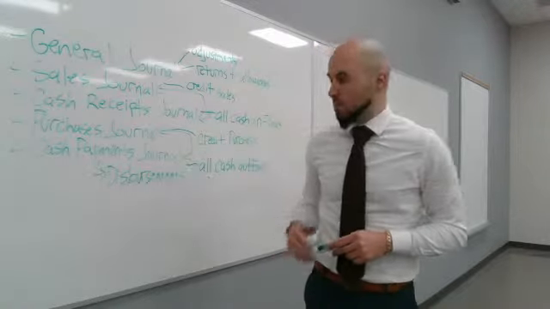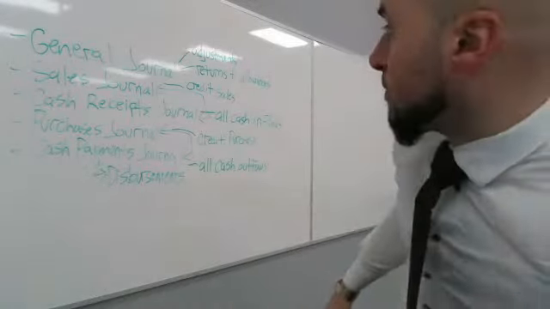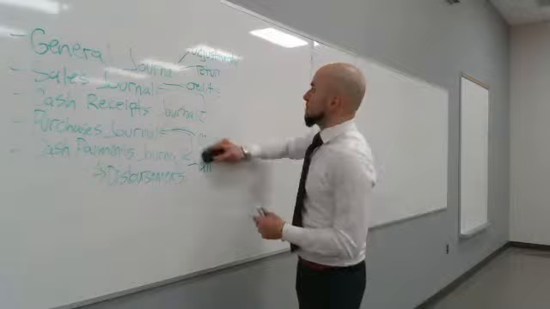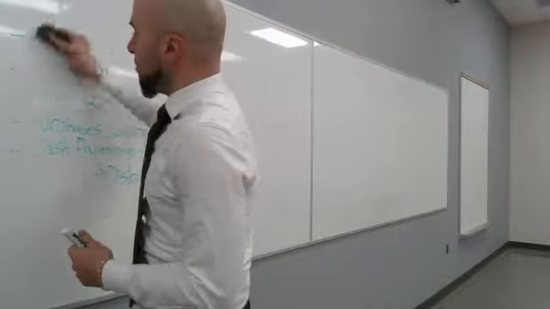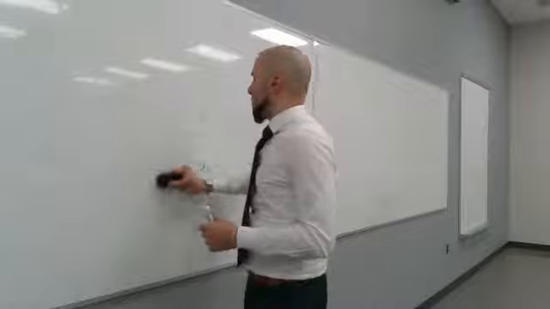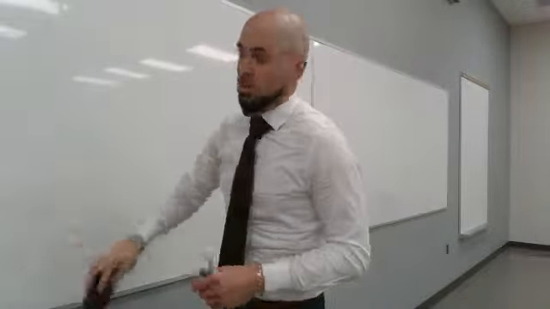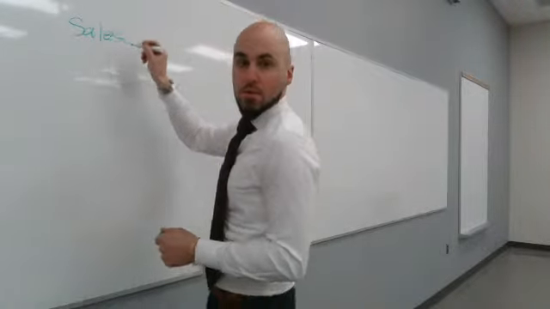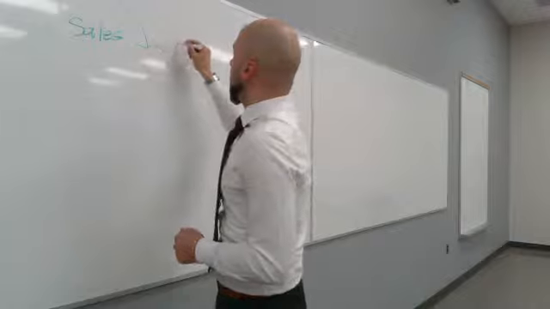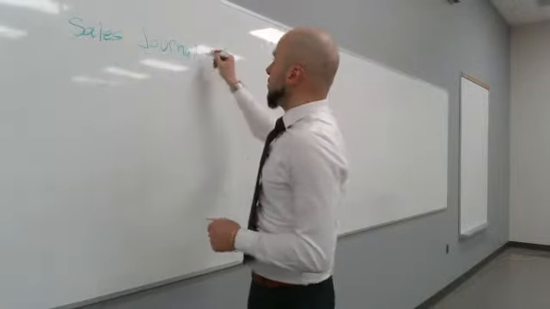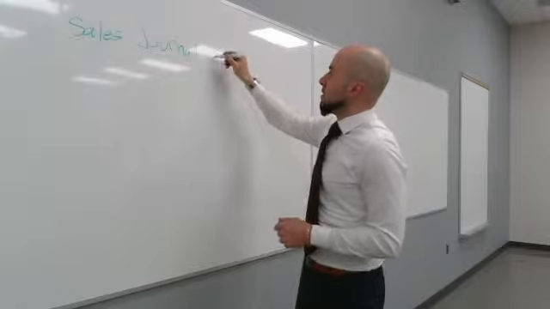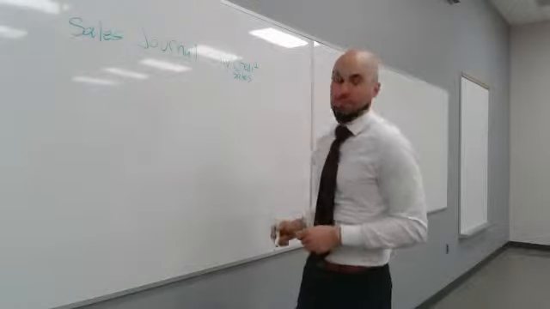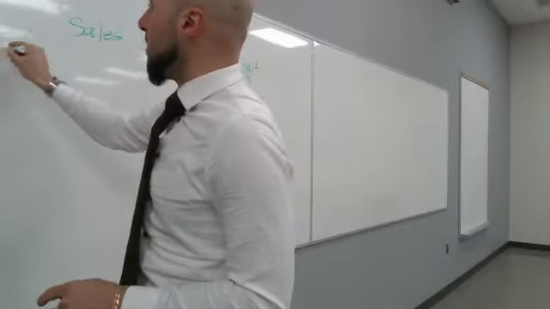Okay, so now let's talk about each of them, what they all include, how they are structured, why they are structured the way they are, and how to use them. So first, the sales journal. Sales journal, recording only credit sales. Only credit sales, what does it look like?